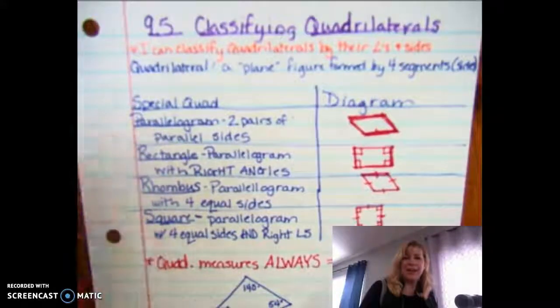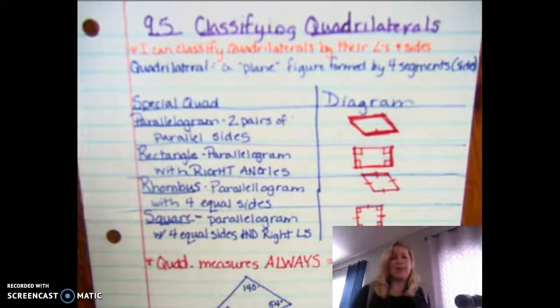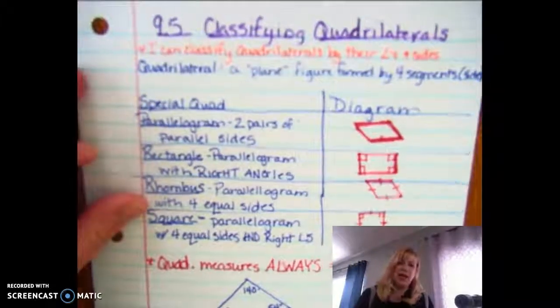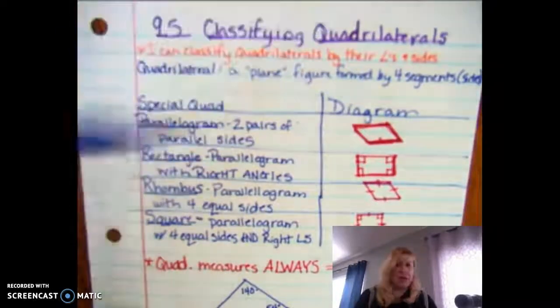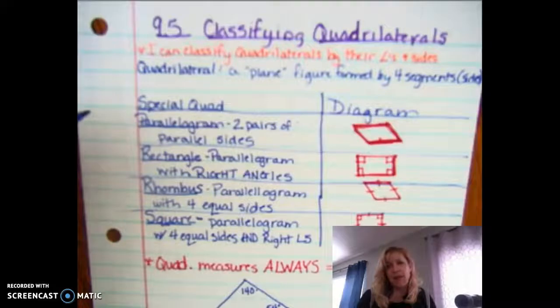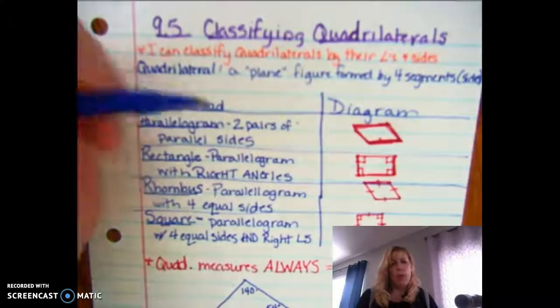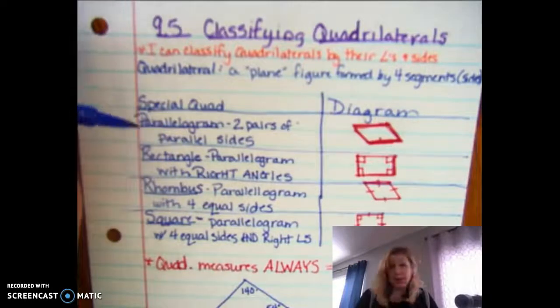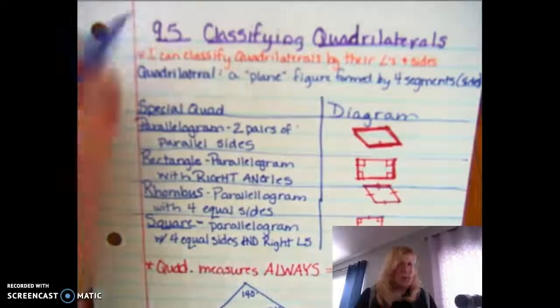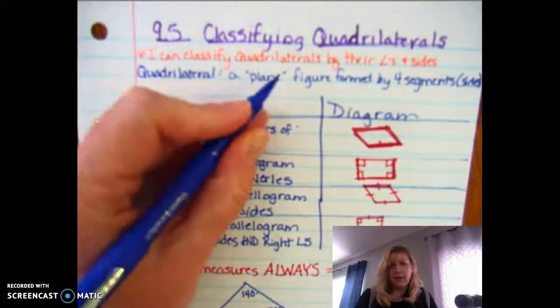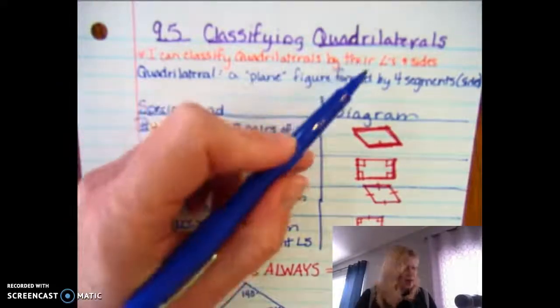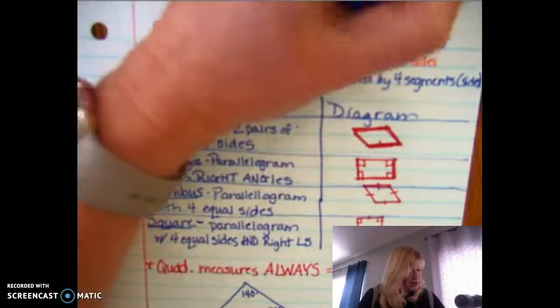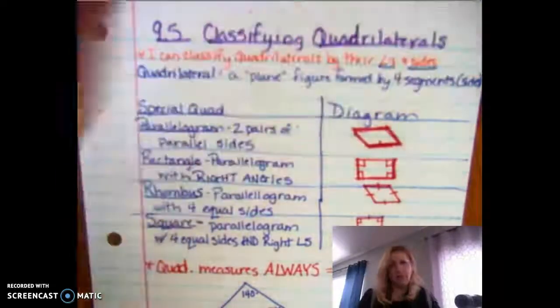All right, we are getting into different shapes as we go through the chapter, and today we are going to be classifying quadrilaterals. Again, these are chock full of vocabulary and remembering the qualities and what makes something a quadrilateral, and then we're going to deal with some special quadrilaterals today. So we're going to start with I can identify quadrilaterals based on their angles and their sides. I'm just going to underline those two things.